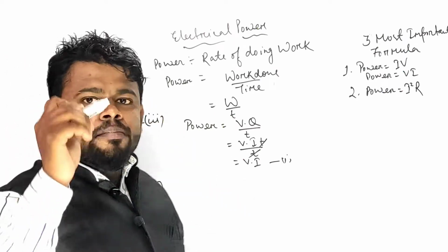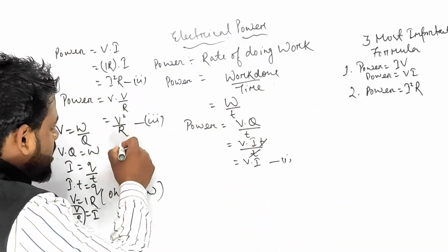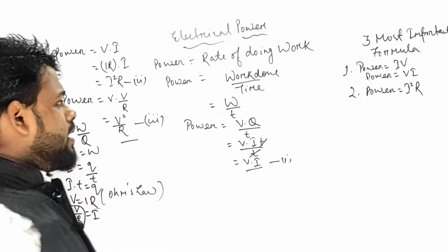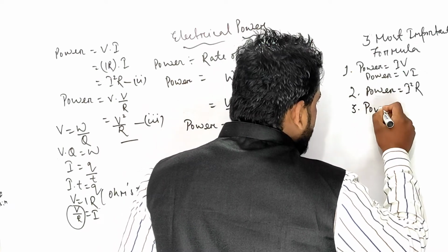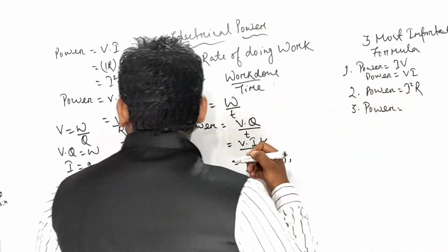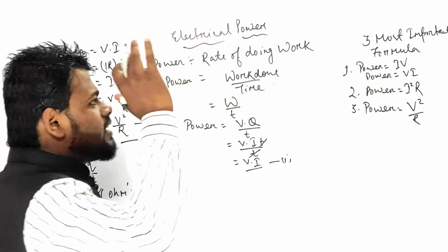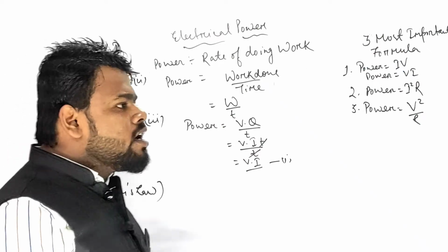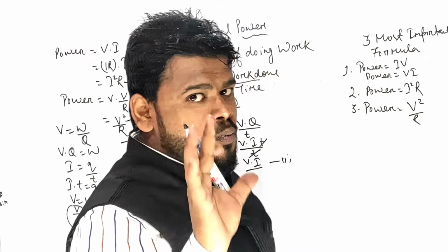Very, very important formula in case of power. Formula number 1 and formula number 3 are going to be vital in case of power, that is V square upon R. Is it clear to all, my dear students? Now you might be thinking, sir, what is the unit of power? The unit of power is known as watt.